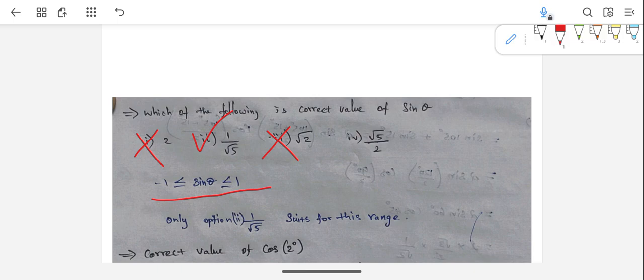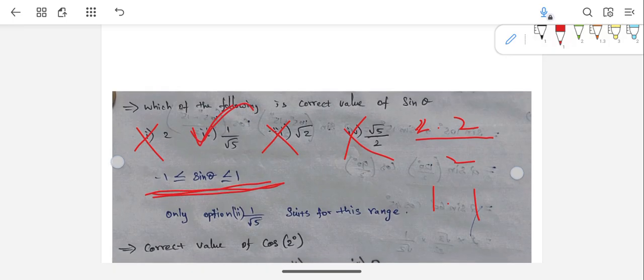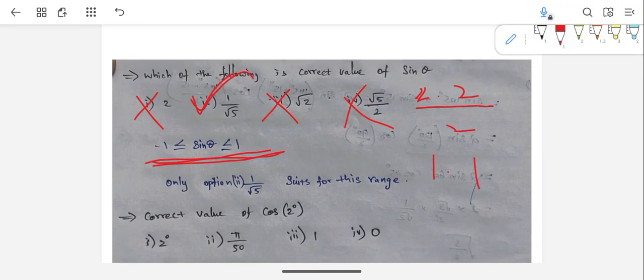And again, here root 5 gives you 2 point something. Even if you take 2.2 and divide by 2, you will get 1.1. Again, it is greater than 1, so it won't be the answer. So the only answer which suits this range of sin theta is the second option, and that's why that is the correct one.